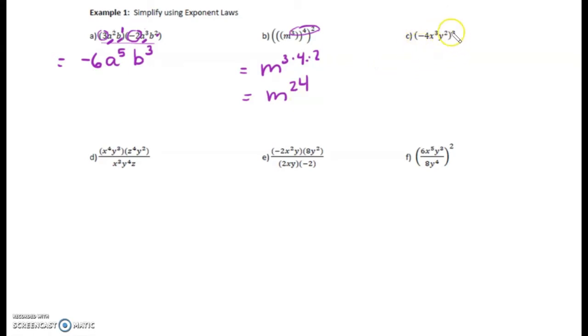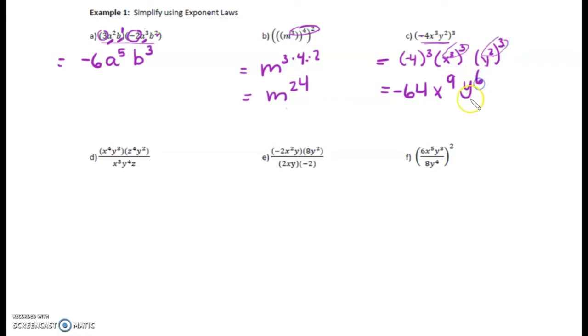Okay, C is going to be power of a product. Because this is a monomial inside the bracket, we know that every single term inside this bracket is going to be raised to this exponent 3. So the negative 4 is going to be raised to the exponent 3. That's just normal, that's on our calculators. We get negative 64. x cubed is going to be raised to the exponent 3, so we multiply and get x to the 9. And y squared is going to be raised to the exponent 3. We multiply, we get y to the 6.